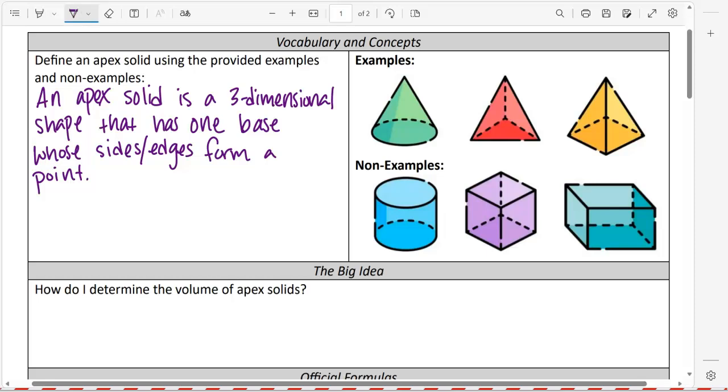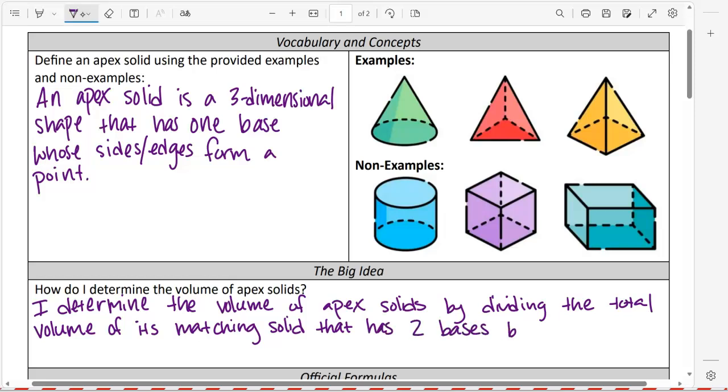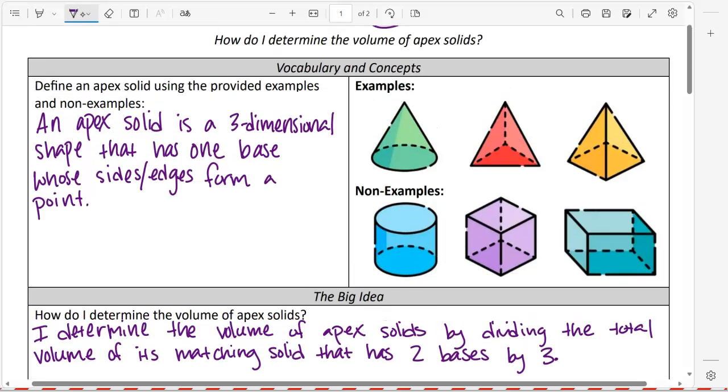So how do I determine the volume of apex solids? We're going to say I determine the volume of apex solids by dividing the total volume of its matching solid that has two bases by 3.